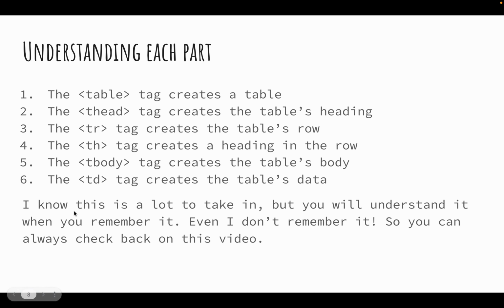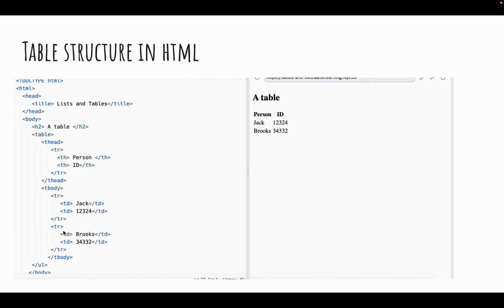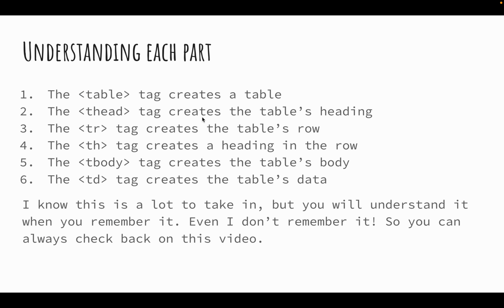The table tag creates a table, okay? And you saw the table tag is just the whole table. The thead tag creates a table heading. The tr tag creates a table row. The th tag creates a heading in the row. The tbody tag creates the table's body, and the td creates the table's data.